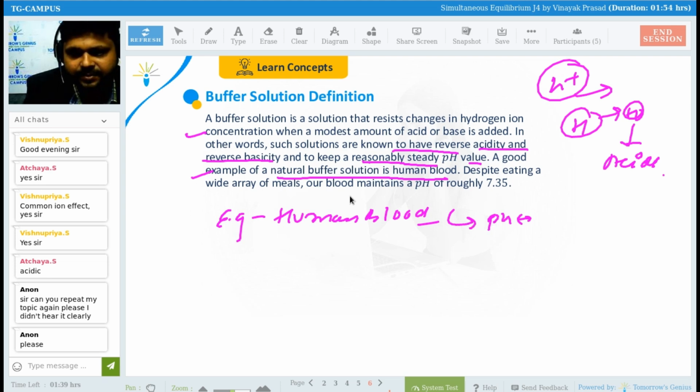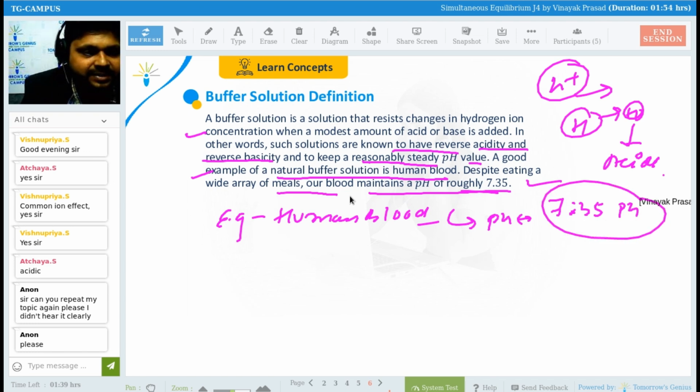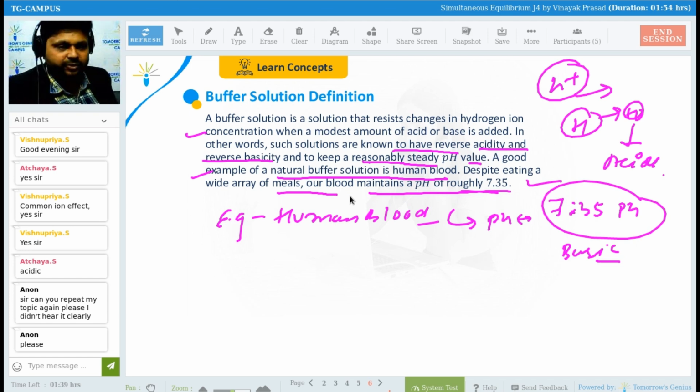Getting my point, guys? Now, one more thing is what? Despite eating a wide array of meals, our blood maintains a pH of what? Roughly 7.35 pH. And this is what? Slightly basic in nature. Slightly basic in nature. Is it okay? Is it fine for you guys? Any problem? What is this buffer solutions? Any doubt till here? No? Okay.